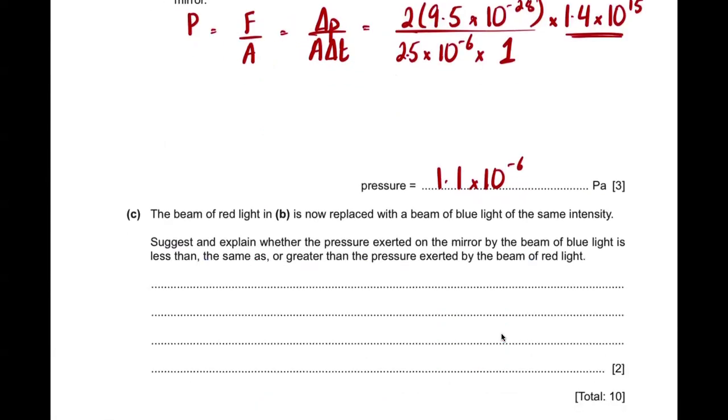Beam of red light is now replaced with a beam of blue light of the same intensity. Suggest and explain whether the pressure exerted on the mirror by the beam of blue light is less, same, or greater than the pressure exerted by the beam of red light. So I know red light has the largest wavelength. So in going to blue, first of all, I would say that wavelength decreases.